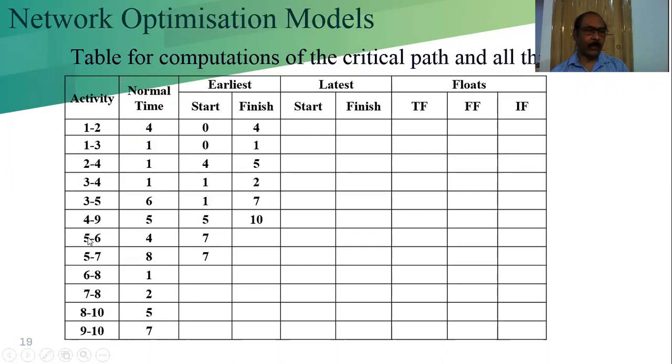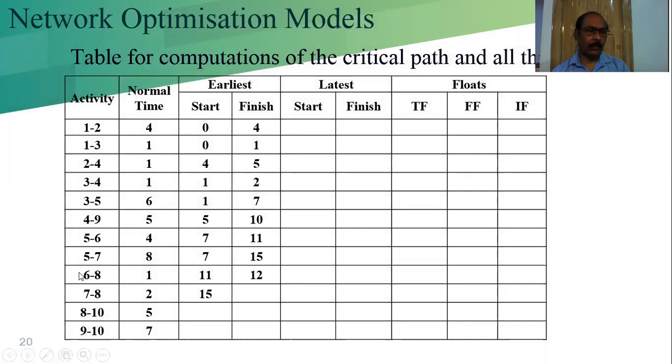Now we are going to calculate 5 and 6. We have to search here for the 5. For 5, what is the finish time? 7. 7 will come here. Then 7 plus 4 will be 11. And here also the 5, so the start time should be 7. 7 plus 8 is 15. So this will be 11 and this will be 15. 11 and 15 are there.